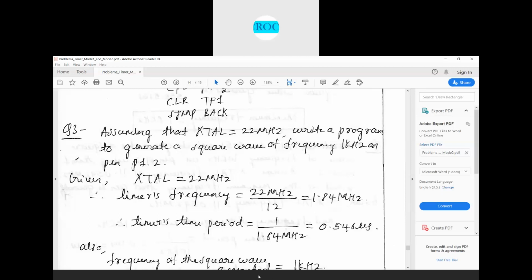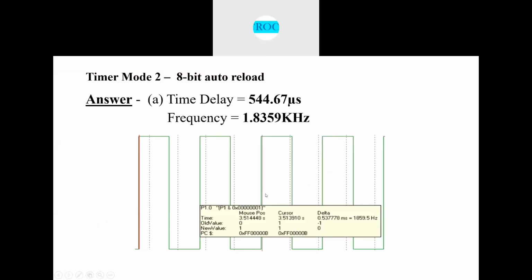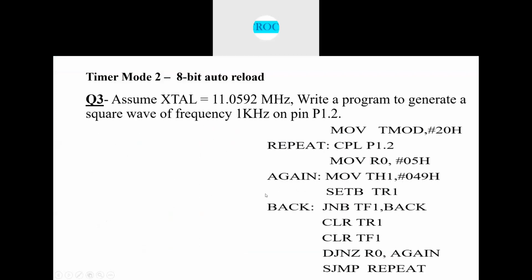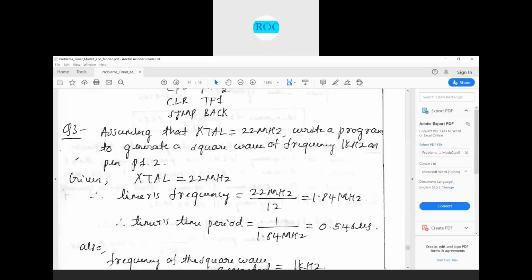Here I just want to make the changes. In this problem I've taken 22 megahertz. Here the crystal frequency is 22 megahertz.